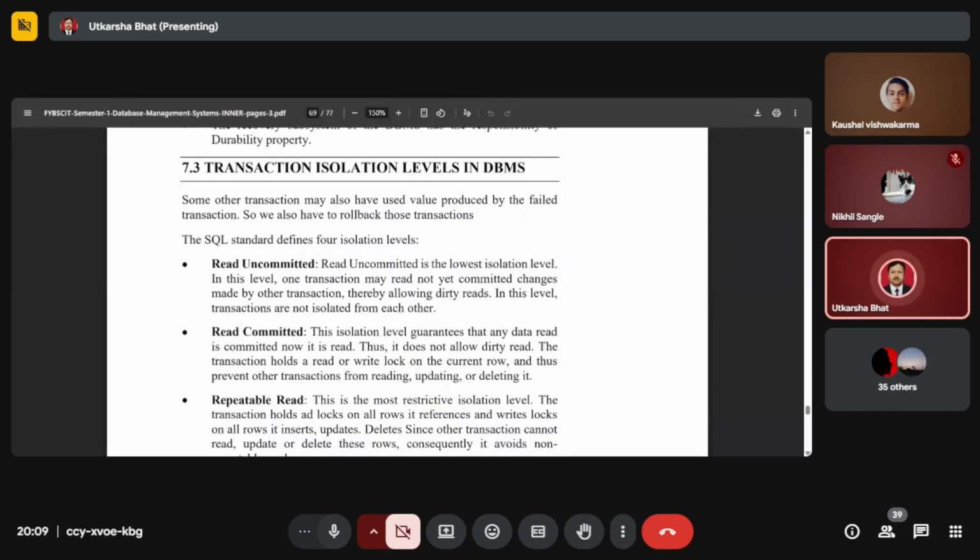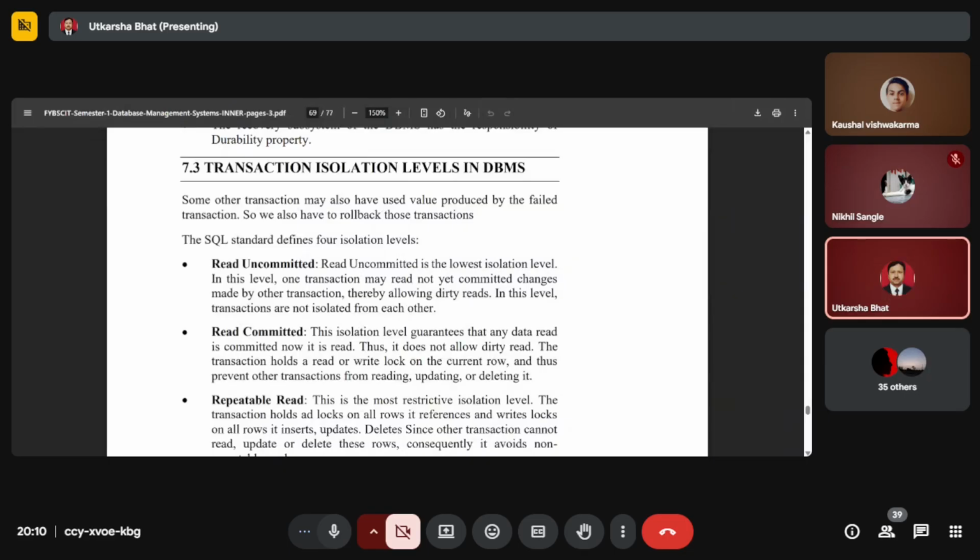Transactions may also have used values produced by the failed transactions. कुछ failed transactions होते हैं. So we have to roll back those transactions. The SQL standard defines the 4 isolation levels.